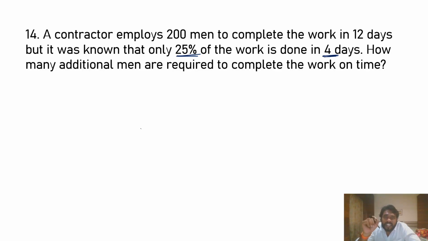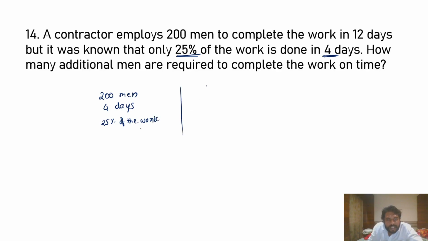So that means at least after 4 days, you need to improve your manpower so that the work will be completed on time. Am I correct? So look here. What you observed is 200 men worked for 4 days and completed 25% of the work. Now 75% of the work is remaining, and how many days are remaining with you? Out of 12 days, 4 days of work is completed. So how many days remaining? 8 days.